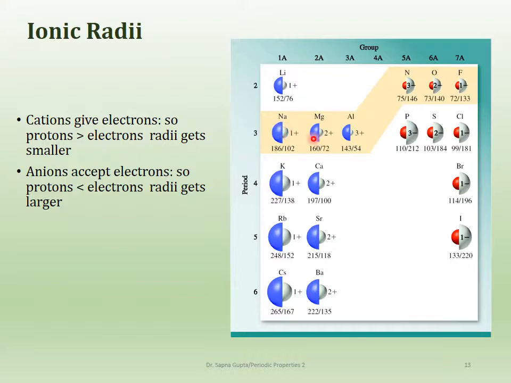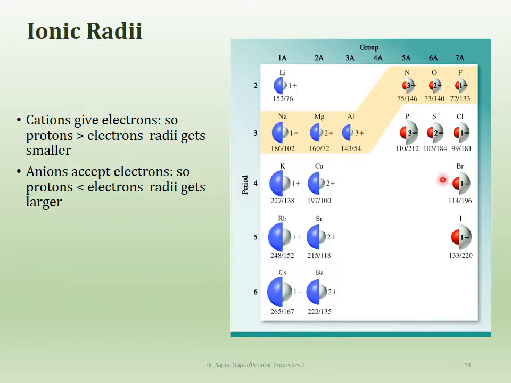Once you go to magnesium, the cation gets smaller because the number of protons are still the same, but now you lost 2 electrons, and with losing 2 electrons, the effective nuclear charge has increased. With aluminum, the radii gets even smaller. Okay, and as you go down, the cationic radii will still increase, but it is still less than the atomic radii. All right, and then as you go across for the ionic radii of the cations, the size of the cation will decrease.